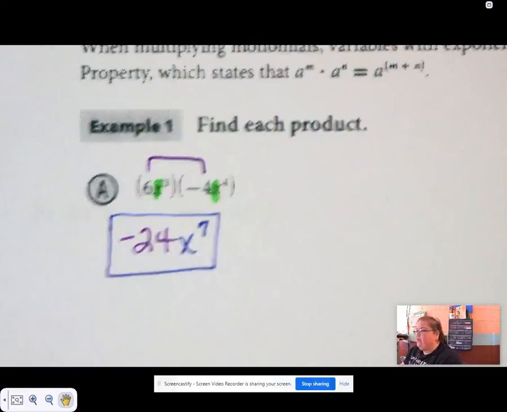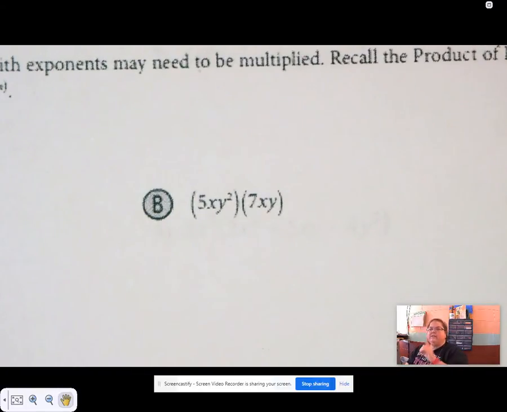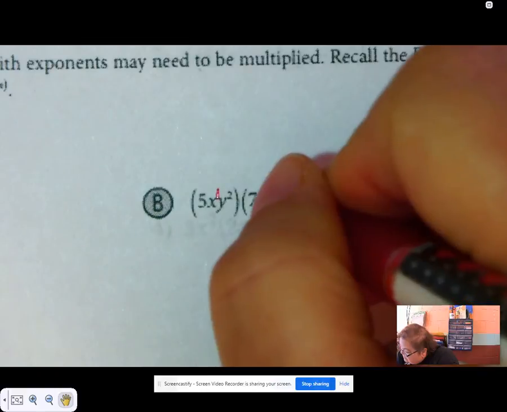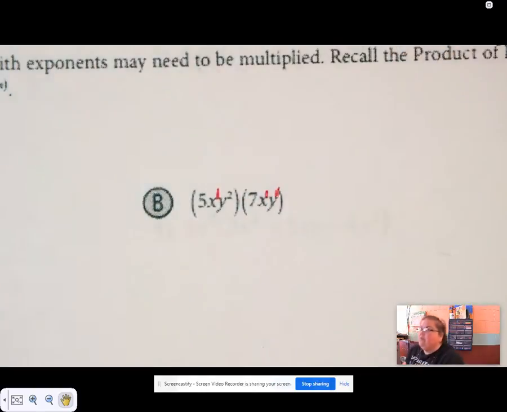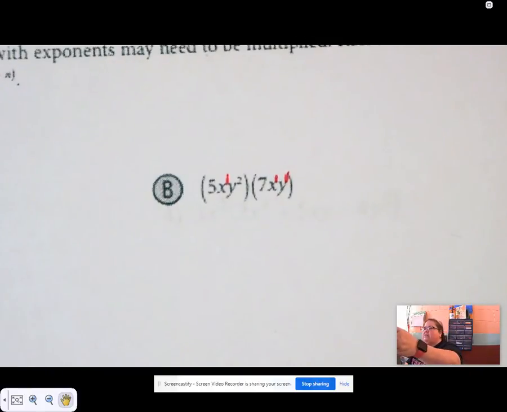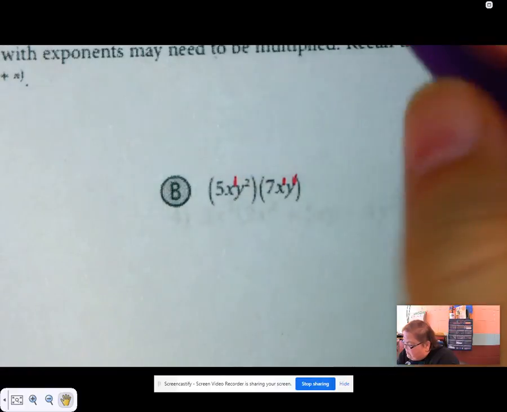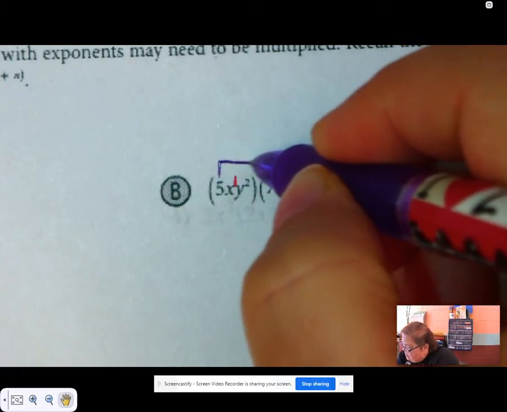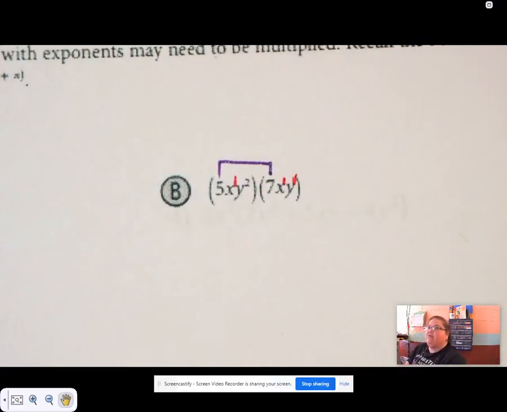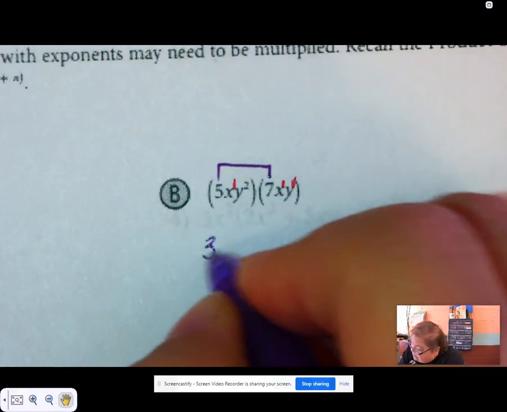Okay, let's look at example B. If it doesn't have an exponent, give it 1. So I'm going to go ahead and do that, help myself out a little bit as I get started with that. Okay. What is the first thing I'm going to do? Multiply those coefficients. And what is 5 times 7? 35.